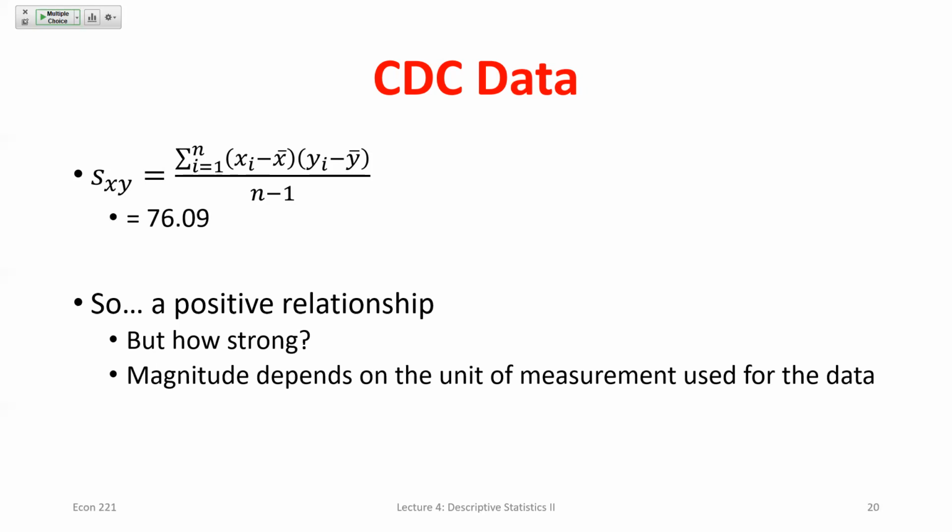What's a year dollar, right? So the units make the covariance kind of useless. And then I can't compare across different types of relationships. Now, I guess I could compare within the same type of variables.